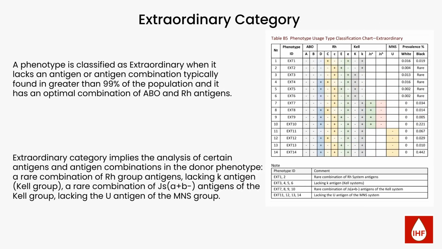Now let's discuss the donor phenotypes that include rare combinations of antigens. A phenotype is classified as extraordinary when it lacks an antigen or antigen combination typically found in greater than 99% of the population, and it has an optimal combination of ABO and Rh antigens. The extraordinary category implies the analysis of certain antigens and antigen combinations in the donor phenotype: a rare combination of Rh group antigens, lacking little k, and a rare combination of antigens of the KEL group, and lacking the U antigen of the MNS group.